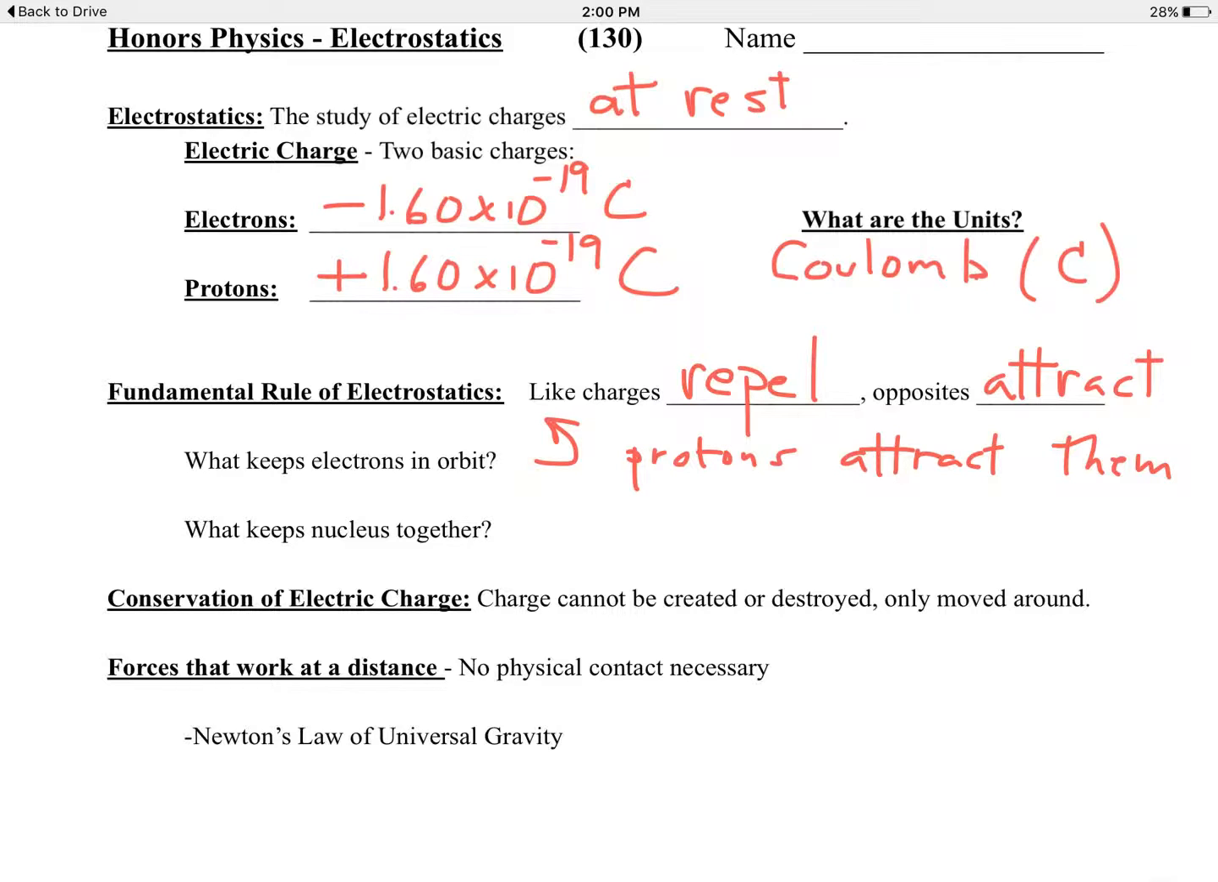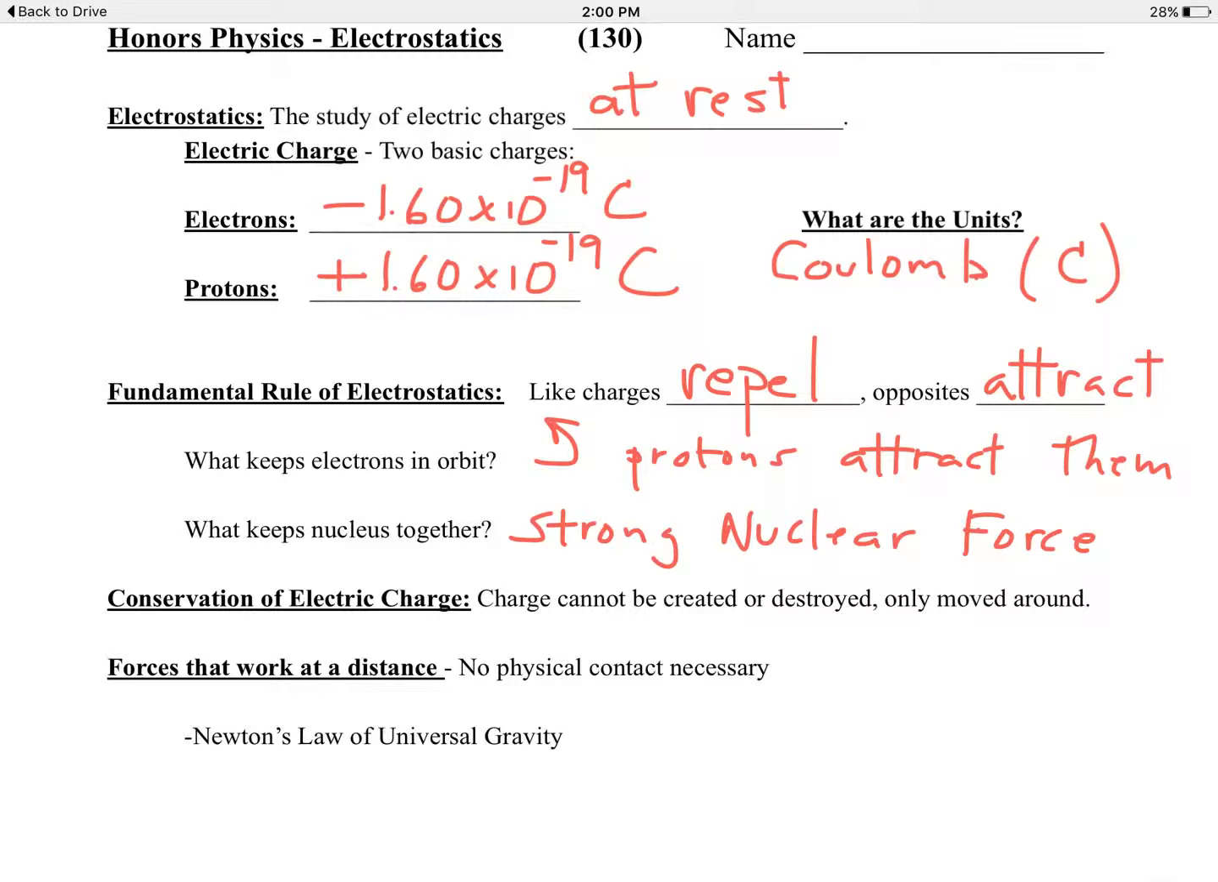But what keeps the nucleus together? Because we know in the nucleus there are neutrons and protons. The protons are repelling, and they're in close proximity to one another, so why doesn't the nucleus blow apart? Well, it turns out that there's another force involved. It's called the strong nuclear force. That supersedes or is stronger than the repulsive force of electrostatics.